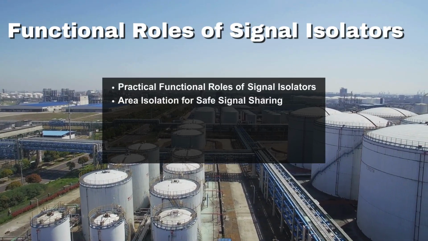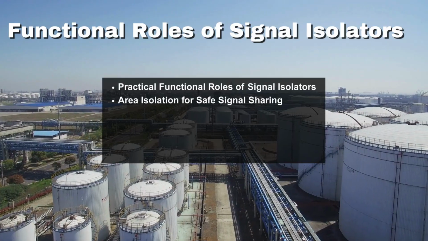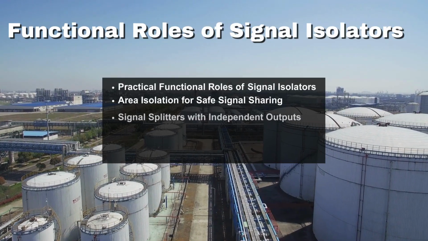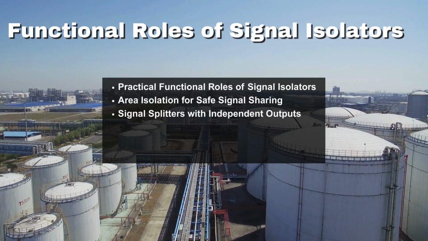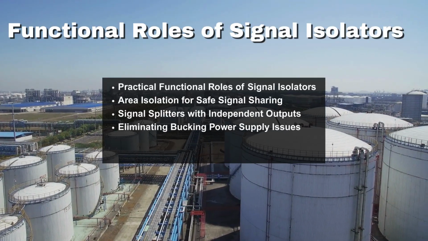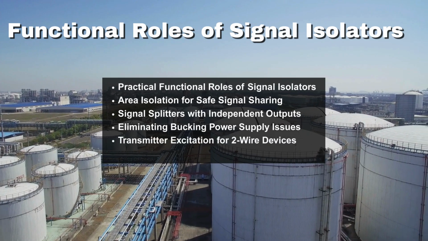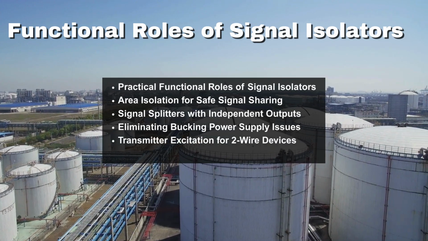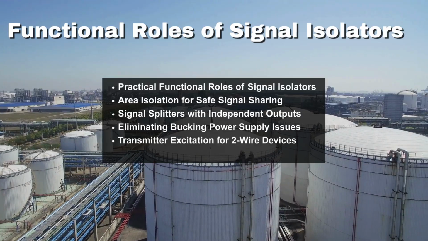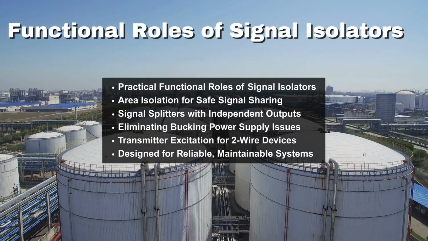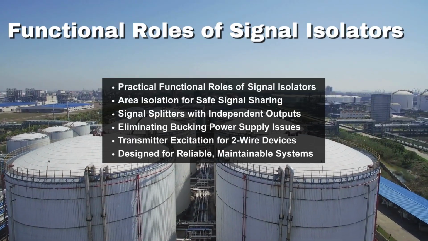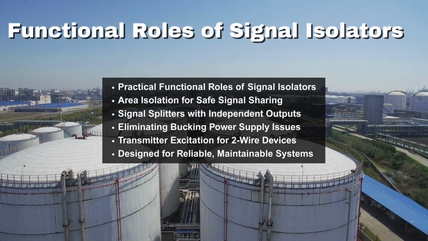We looked at area isolation for safely sharing signals between systems, splitting signals to allow multiple systems to operate independently, isolators that eliminate bucking power supply conflicts, and transmitter excitation that powers two-wire devices directly from the isolator. These functions show how isolators do much more than protect signals. They help solve practical design and maintenance challenges.